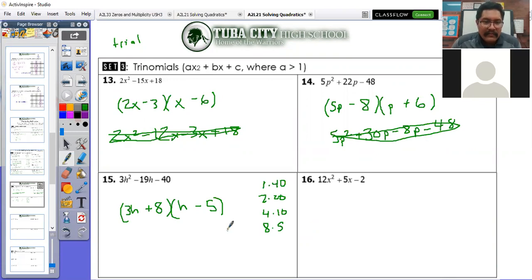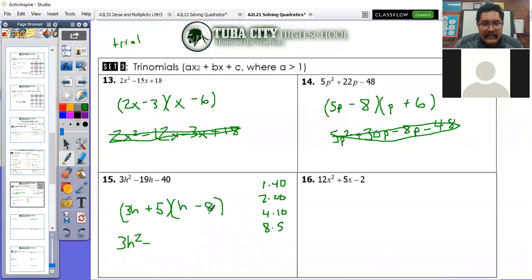All right, let's go ahead and multiply it out. So 3h times 3h, and that would be 3h squared, negative 15h plus 8h. And that does not give us negative 19. So we could switch the numbers. So I'm going to make this one 5 and 8. And let's see if this works out. If this doesn't work, we're going to have to try another set of numbers.